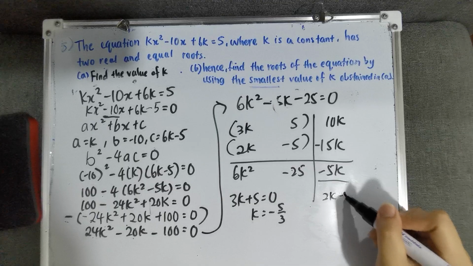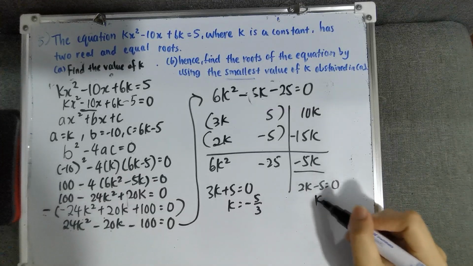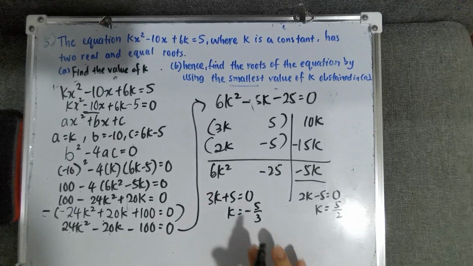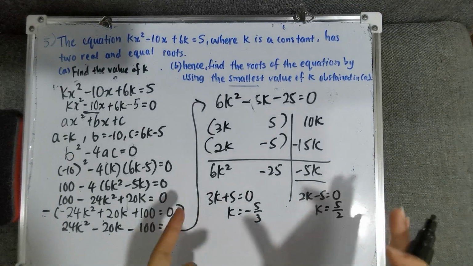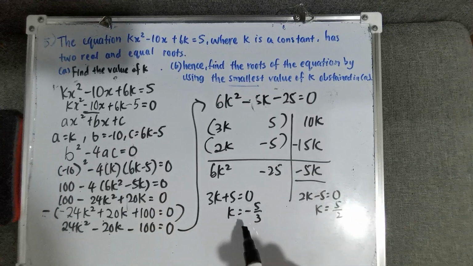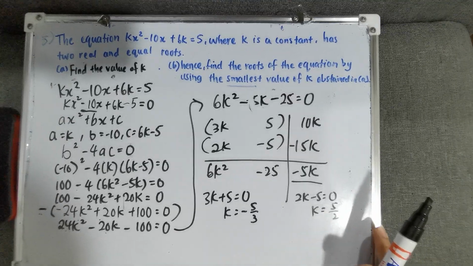2k minus 5 equals 0. k equals 5 over 2. So right now we found your value of k. We have two values. One is negative 5 over 3 and another one is 5 over 2.